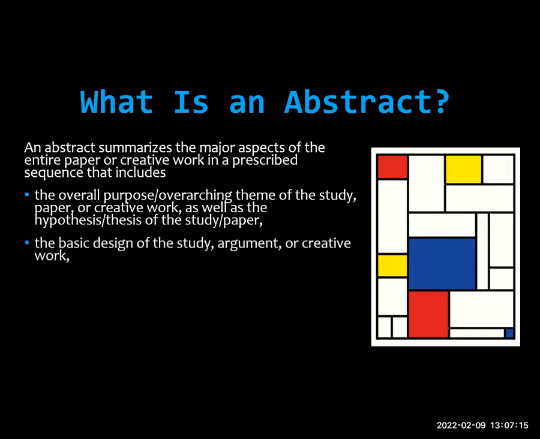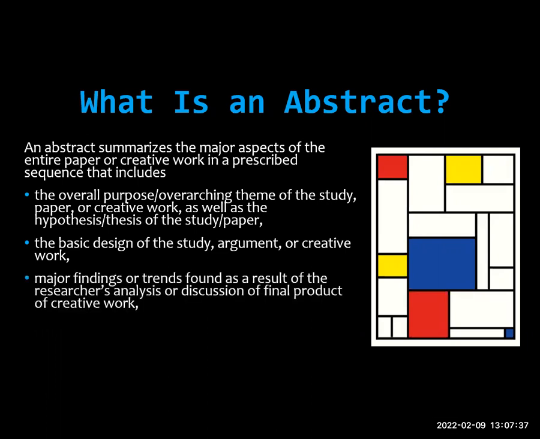The next thing that you're going to focus on is the design of the study. Like, how did you go about doing the research? That will be the next element of the abstract. You'll describe how you set up your study, or what the parameters were for the research that you did for your paper.